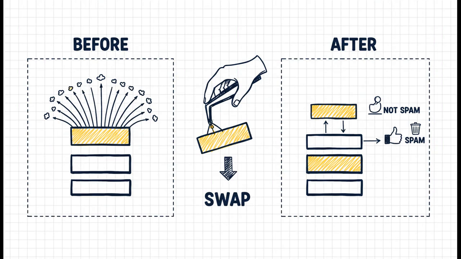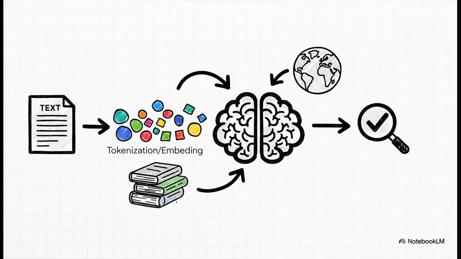Let's say, for example, we want to build a really good spam detector. We can take our pre-trained model and do a little bit of surgery. We swap out its final layer, the one that was trying to predict the next word out of like 50,000 options, with a brand new one that only has two choices, spam or not spam. Then we just show it thousands of labeled examples of spam and non-spam messages until it becomes an absolute pro at that one job. And that's the whole journey.